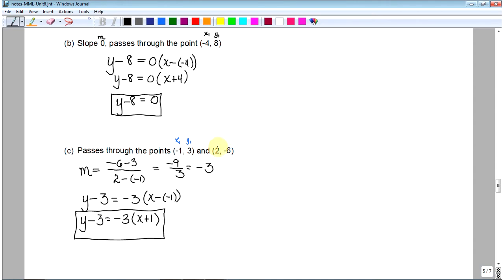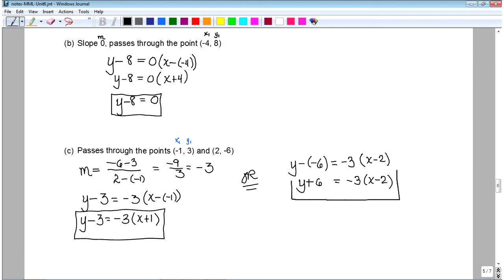Well, we have another point there. So in point-slope form, we can have a different equation. Even though they're equivalent, they're going to look different. So we also could have done y minus -6 is equal to our slope, which is -3, times x minus 2. And this is using that second point as our x1, y1. So we end up with y plus 6 equals -3 times the quantity x minus 2. So this is equally correct.